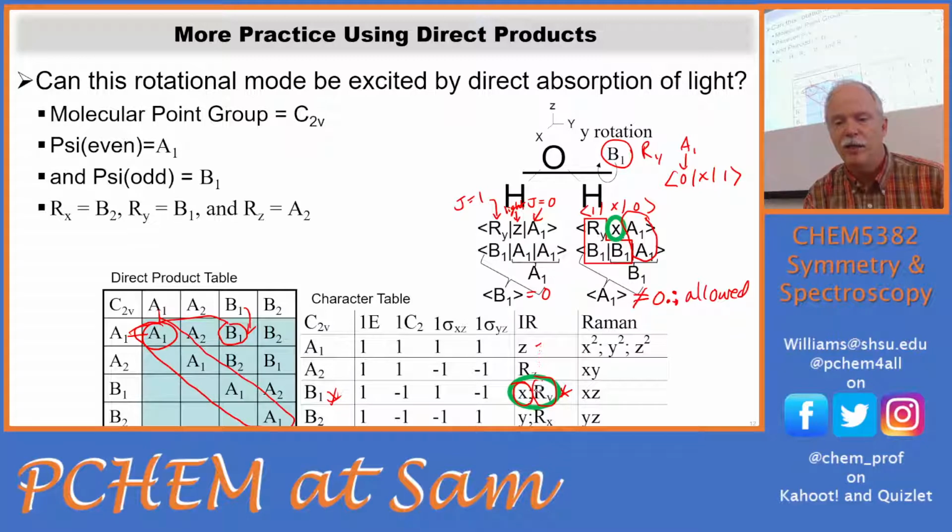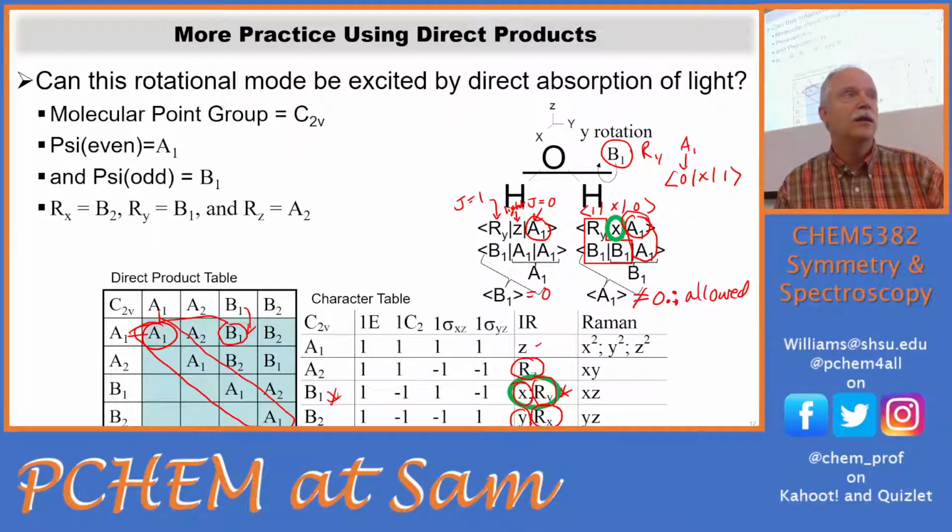What about rotation around Z? Nothing. There is no X, Y, or Z on that row. So rotation around Z cannot be excited by direct absorption of light. But our rotation around X can be excited by Y polarized light. Okay. And that only works because one of the three things here is A1. So you're really only working with two species. One has to match the other. And so that only works for rotation and vibration.